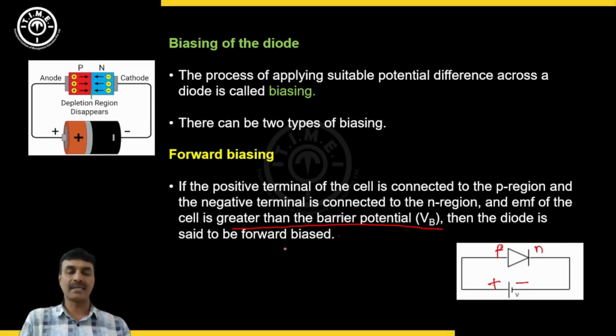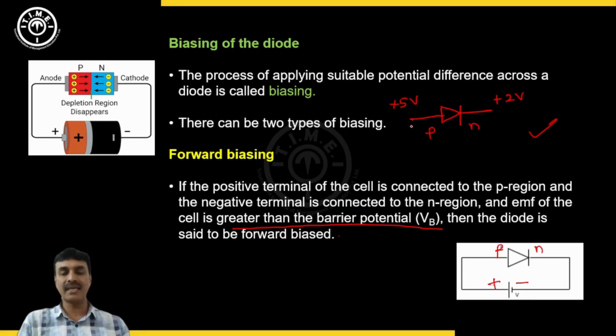That is forward bias. But sometimes, without connecting a battery, two different potentials are applied across these P and N regions. For example, a diode like this: here it is given plus 5 volt and here it is given plus 2 volt. Both are positive potentials, but one is 5 volt and the other is 2 volt. When a higher potential is applied towards the P region and a lower potential towards the N region, then also it is considered forward biased. Only thing you need to check is whether it is higher compared to the other value or not. High potential on the P side, low potential on the N side will make it forward biased.